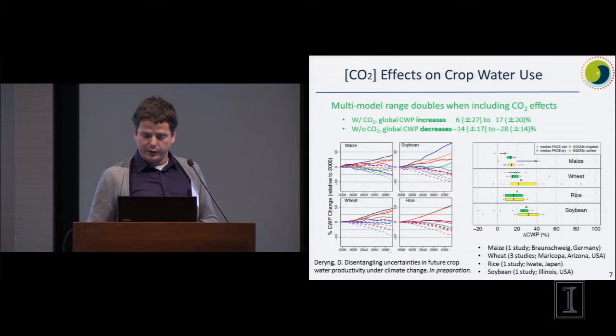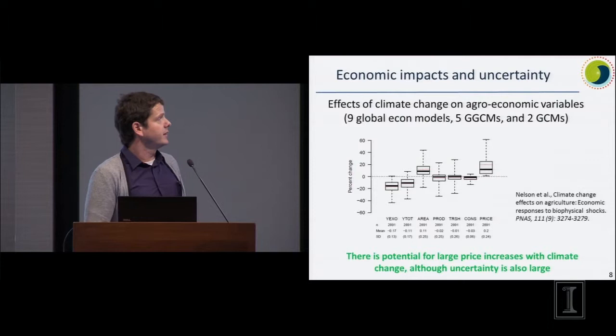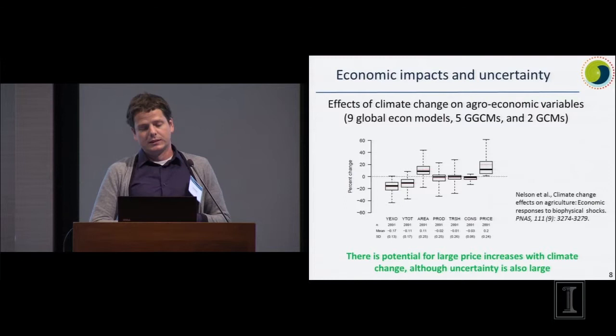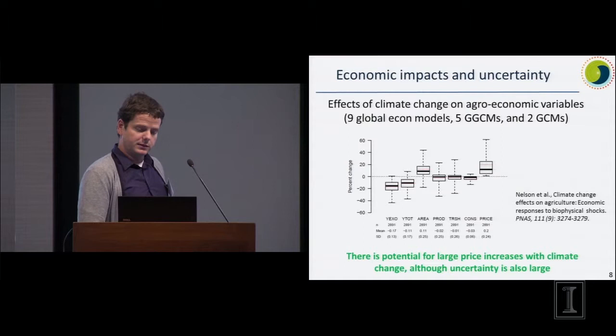Finally, one last paper from that study that I want to mention is where we took all of the outputs of the agricultural study and fed these into an ensemble of 10 or 11 different global agricultural agroeconomic models to try and look at some of the human responses and adaptation and price effects. So I will attempt to tell you what these acronyms mean.